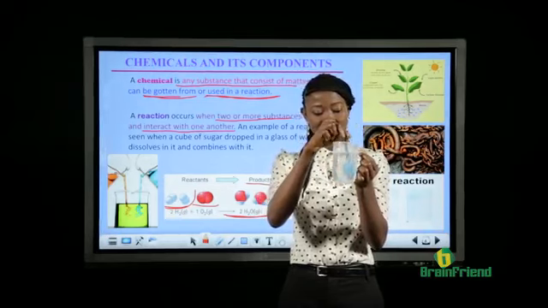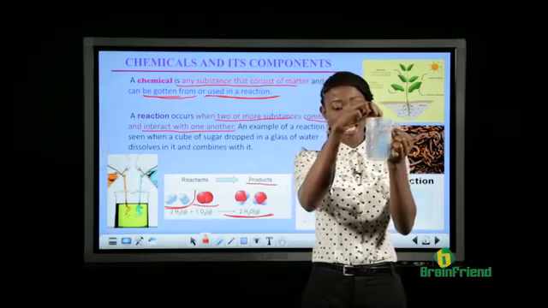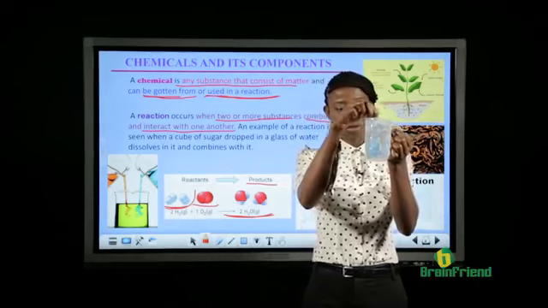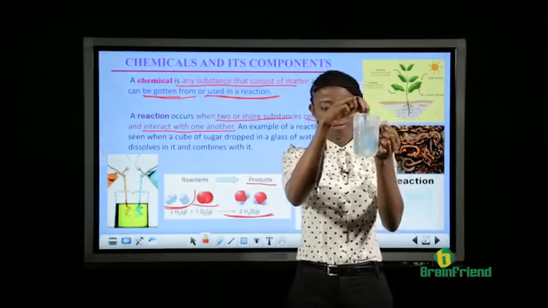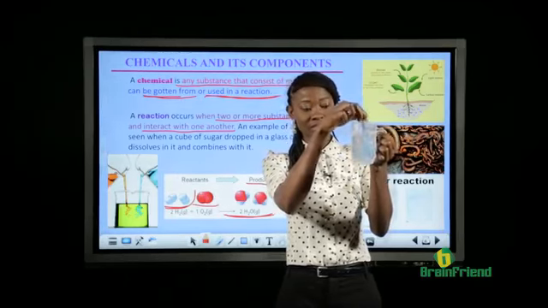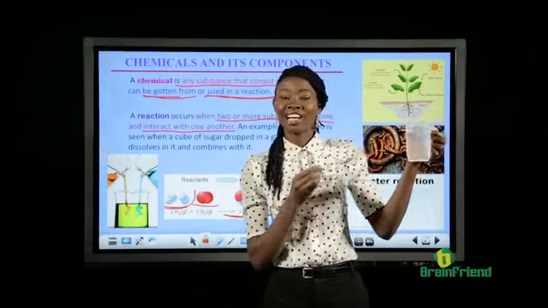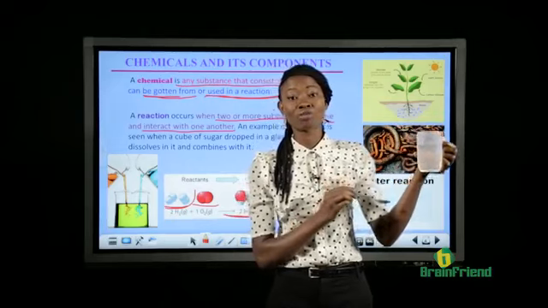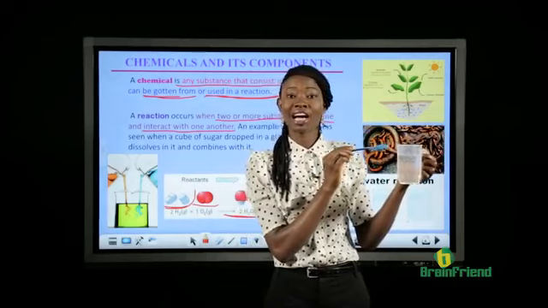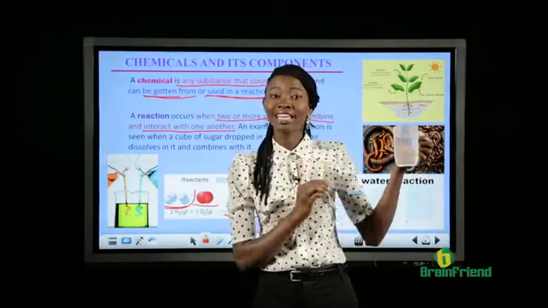As you can see from the experiment, the sugar particles are dissolving as they combine with the water. So there's a form of interaction, and the sugar particles continue to dissolve in the water. Okay, the cube of sugar has completely dissolved in the water. So we can say a reaction has occurred. The cube of sugar combined with the water, they interacted, and the sugar dissolved completely in the water.